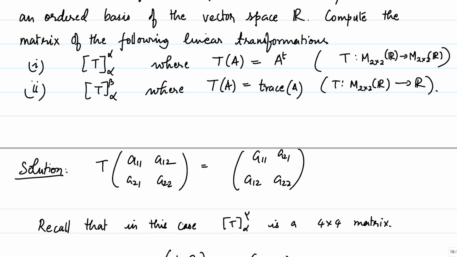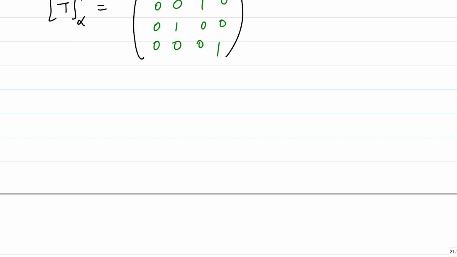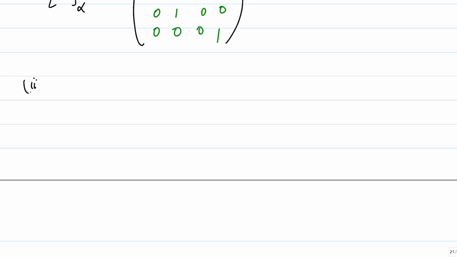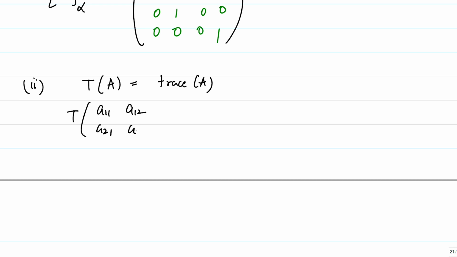How about the second one? The second one is the trace. So T of A is equal to the trace of A. Let's write it down explicitly and see what it is. This is T of (A11, A12, A21, A22). And what is T of A? This is equal to A11 plus A22. I'll not check that this is a linear transformation. I'll leave that to you. Let's, however, find out what the matrix of T will be here.